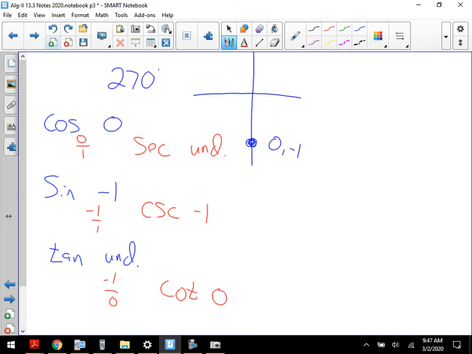I've got a question. Yes, sir. Would -3 pi over 2 be on the bottom or on the top? Yeah, the top, as you're going that way. Yep.